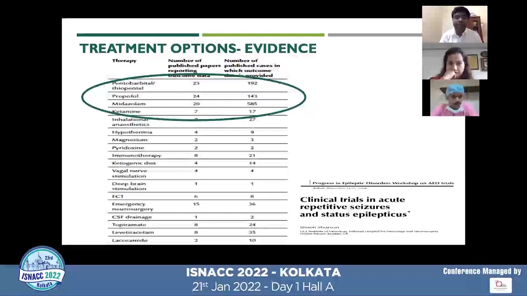So what is the evidence for the use of drugs and other modalities for the treatment of refractory and super refractory status epilepticus? There are a lot of research papers available, but the maximum evidence is available with midazolam, phenobarbital, propofol.